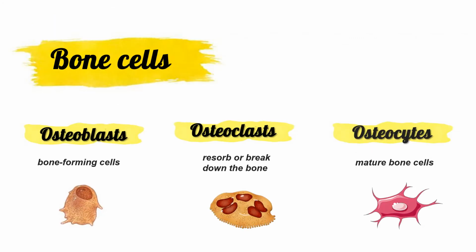There are three types of cells that contribute to bone homeostasis. Osteoblasts are the bone builders, responsible for the synthesis and mineralization of the bone. Osteoclasts make and secrete digestive enzymes that break up or dissolve the bone tissue. And osteocytes are mature osteoblasts that have become trapped within the very bone matrix they produced.